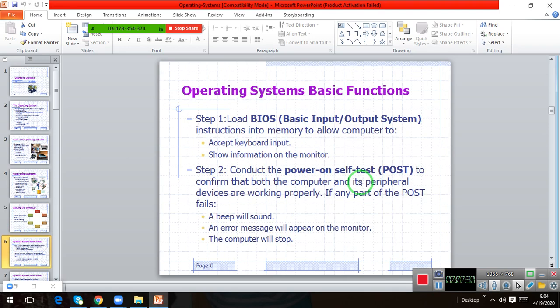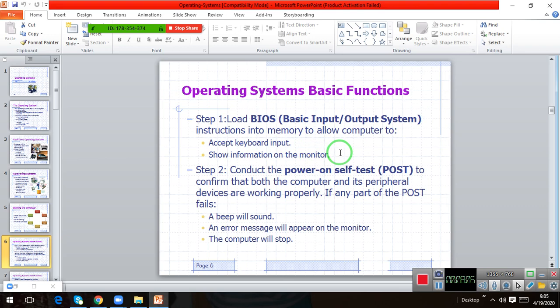First, step number one, BIOS. Look students, BIOS means basic input output system. Whenever you press the power button of your computer to start it, you might have seen a black screen come in front of you. Over there some white text is written, and that is actually loading the BIOS system, loading instructions into the memory to allow the computer to accept the keyboard input and show information on the monitor.